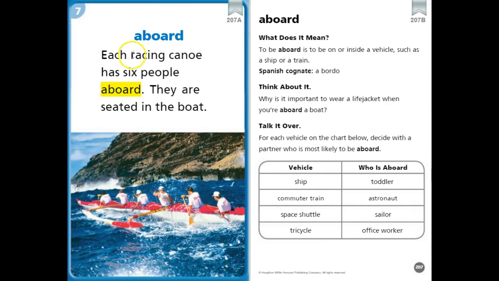Aboard. Each racing canoe has 6 people aboard. They are seated in the boat. To be aboard is to be on or inside a vehicle, such as a ship or a train. Why is it important to wear a life jacket when you're aboard a boat? For each of the vehicles on the chart listed below, decide which one is or who is most likely to be aboard each of the vehicles.